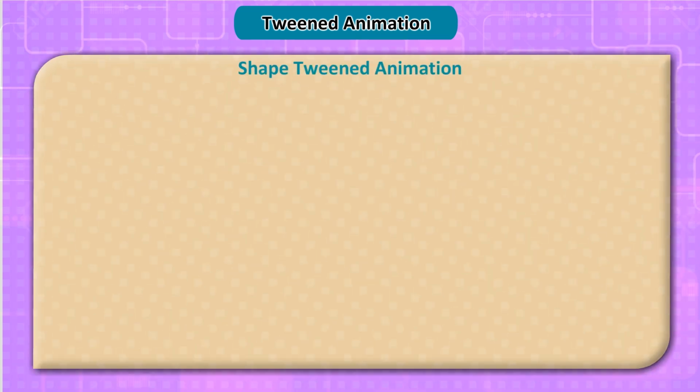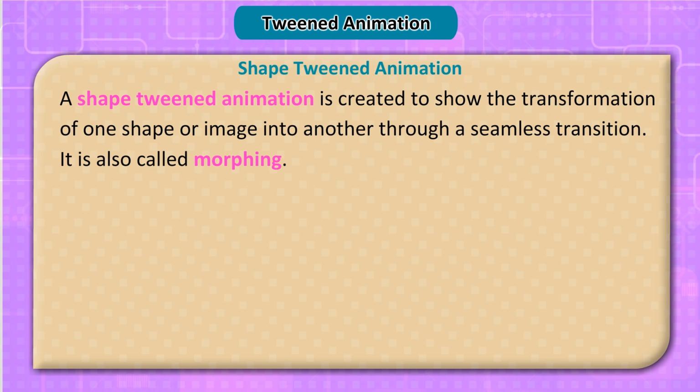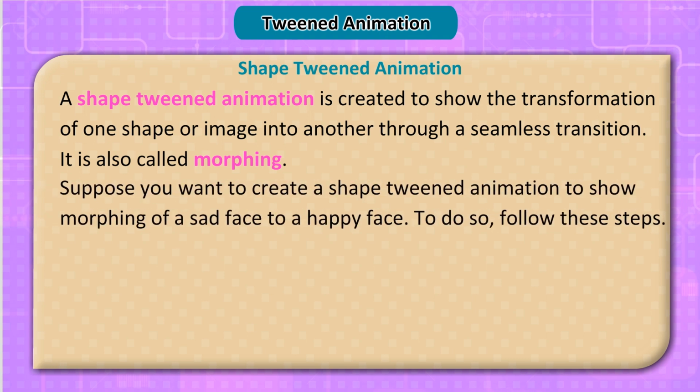Shape tweened animation. A shape tweened animation is created to show the transformation of one shape or image into another through a seamless transition. It is also called morphing. Suppose you want to create a shape tweened animation to show morphing of a sad face to a happy face. To do so, follow these steps.